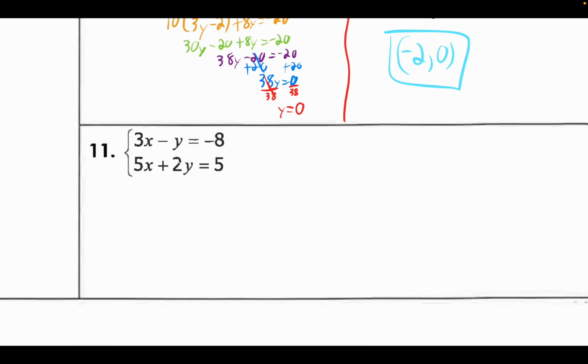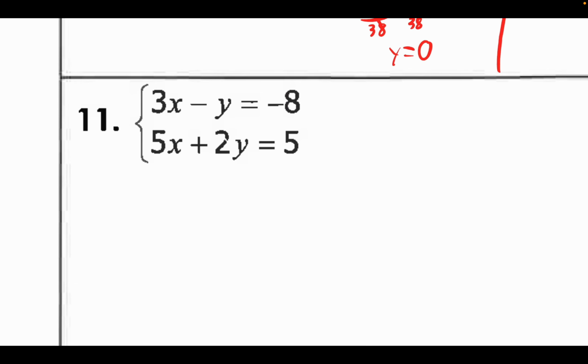Last but not least for this page, number 11. Number 11, there is no variable that has a coefficient of positive 1. So as I mentioned after doing number 5, our next best bet is any variable that has a coefficient of negative 1. And that would be this one right here. So now I'm going to start solving for that y by subtracting 3x. And I get negative y equals negative 3x minus 8. y is not quite by itself, so I divide everything by negative 1. And I get y equals 3x plus 8.